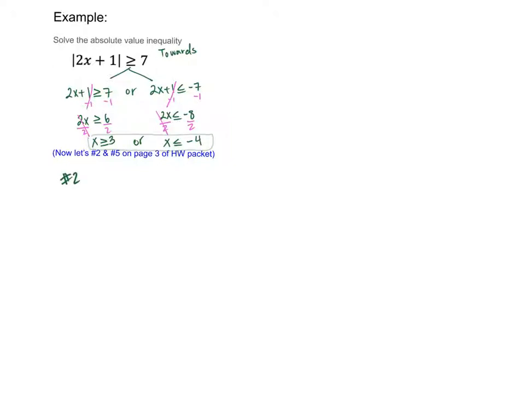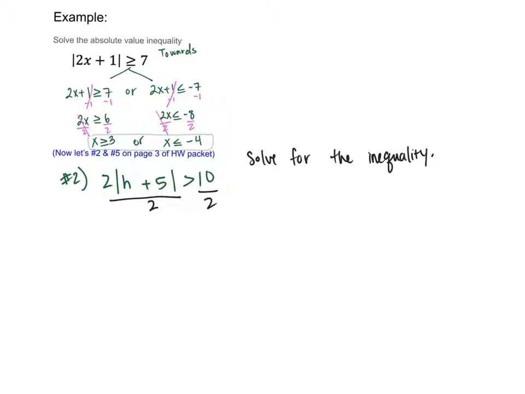So if you turn to page 3 on the packet, I believe the problem is absolute value of 2h plus 5 is greater than 10. It will say to solve this problem, just to solve for the inequality. And so that just means that you just need to get the variable by itself. So that's what we're going to do here. So if I want to solve for this inequality, I need to divide by 2 because the absolute value is not by itself, right? We always try to get the absolute value by itself first. So then the 2's cancel. And so then I have absolute value of h plus 5 is greater than 5.